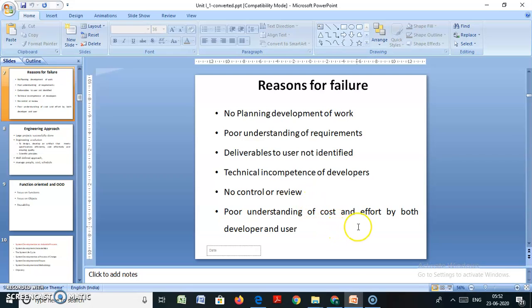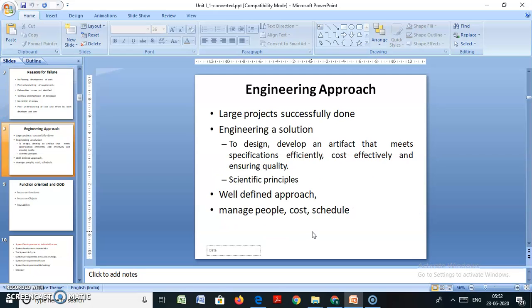Next, poor understanding of cost and effort by both the developer and user. What is the cost for developing the product? We estimate the cost, and we also calculate the effort, how much effort we put into developing the product. It must be understood by the developer as well as the user. Otherwise, it leads to failure.